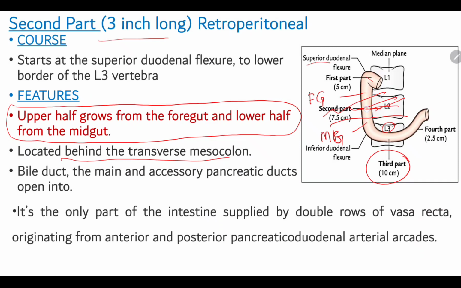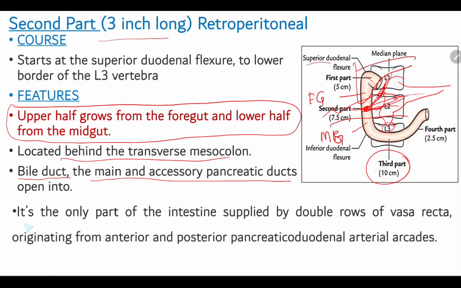Into the second part there opens the bile duct and the main and accessory pancreatic duct. Bile duct from the liver. So here we have the liver, bile duct from the liver, and at the concavity we have the pancreas. The major and minor pancreatic ducts from the pancreas open into the second part of duodenum.